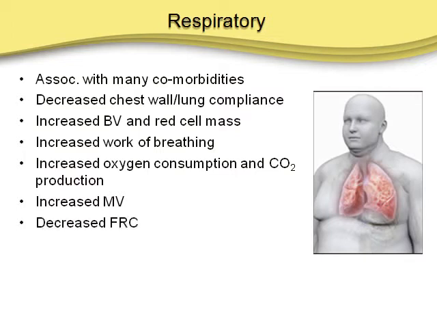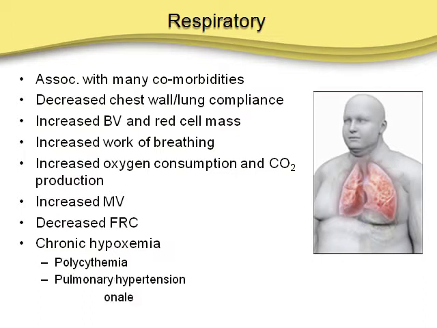Functional residual capacity is reduced primarily due to a reduction in expiratory residual volume. General anesthesia further worsens this reduction in FRC. Total lung capacity and vital capacity are also reduced. The reduction of FRC may lower lung volumes below closing capacity during normal tidal volume ventilation and results in small airway closure, which causes a ventilation-perfusion mismatch, right-to-left shunting, and hypoxemia. Chronic hypoxemia may lead to polycythemia, pulmonary hypertension, and eventually cor pulmonale.